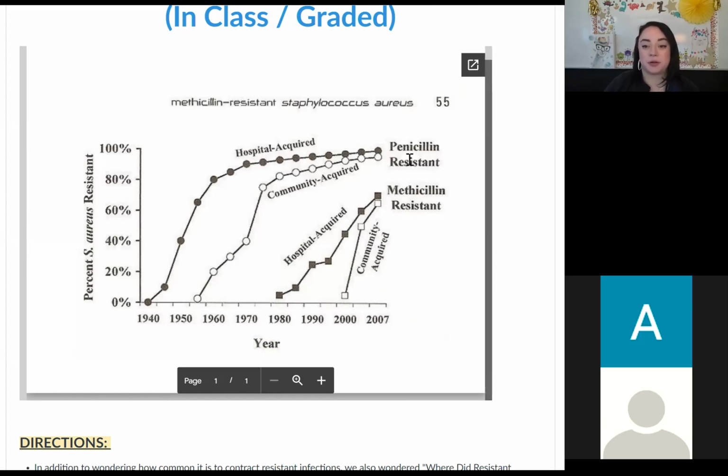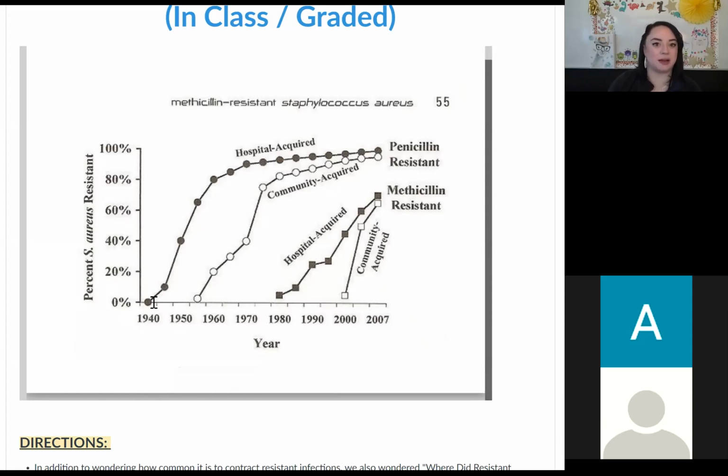So we see here in general that antibiotic resistance for this type of bacteria started around 1940. We see that it first came from a hospital. So resistant bacteria and resistant bacteria infections started in hospitals in both cases, right? We see both the penicillin and methicillin hospital lines start first, which means that in both types of antibiotics, bacteria first became resistant to those antibiotics and people first contracted them from the hospital.